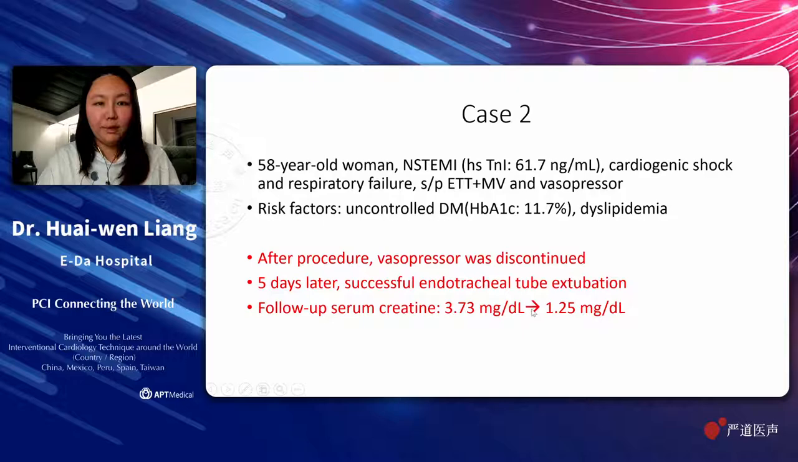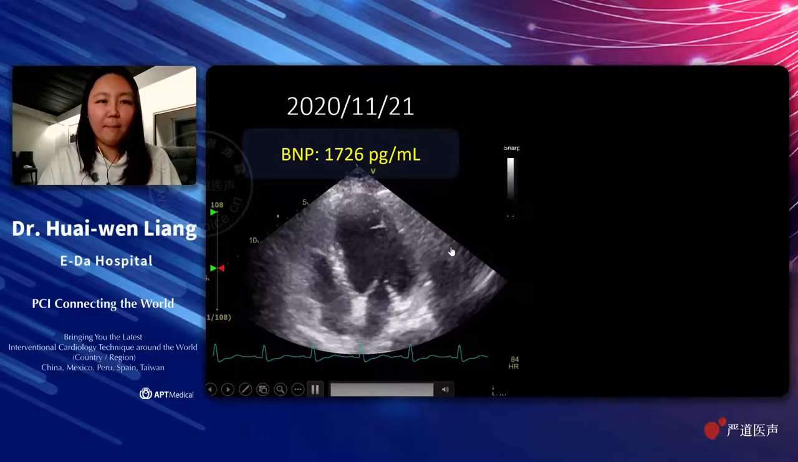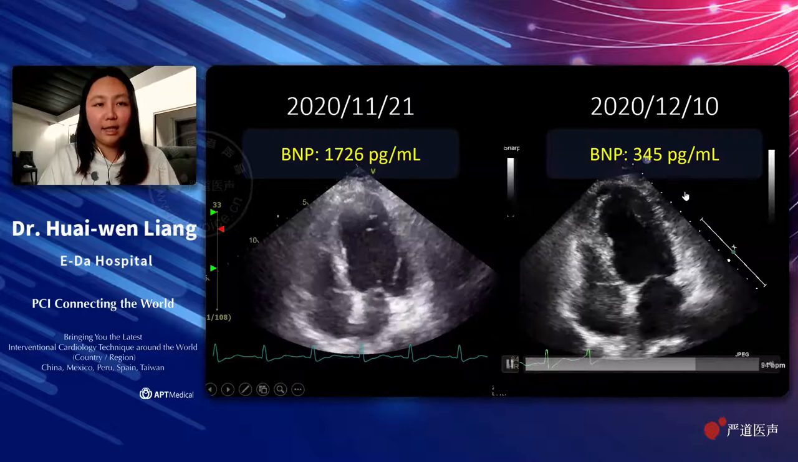Initially his cardiac echo showed around 40% ejection fraction and the BNP was high. You can see after the procedure, the anterior wall motion was improved and the follow-up BNP decreased to 300. And clinically, the patient is doing well.